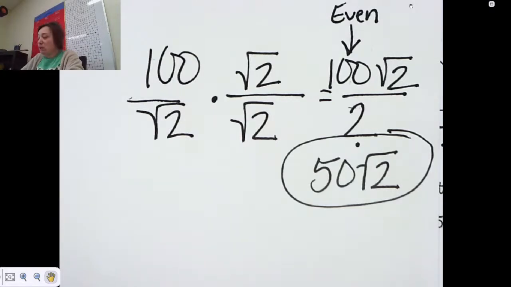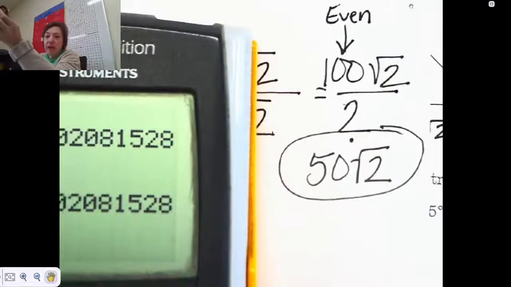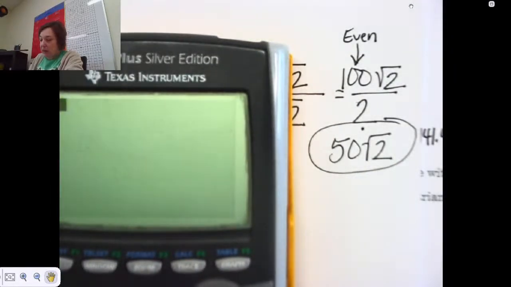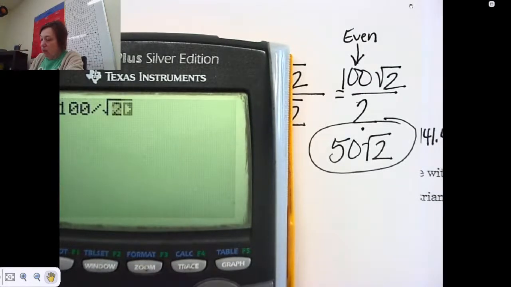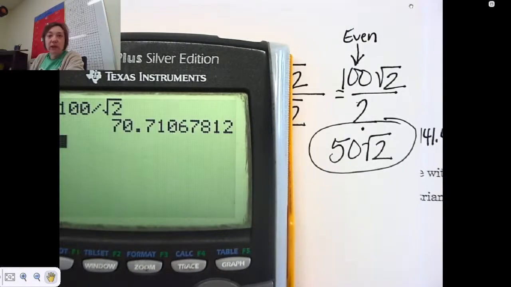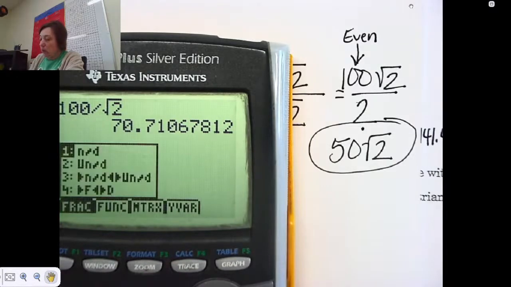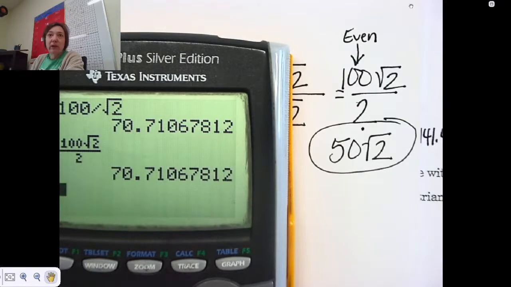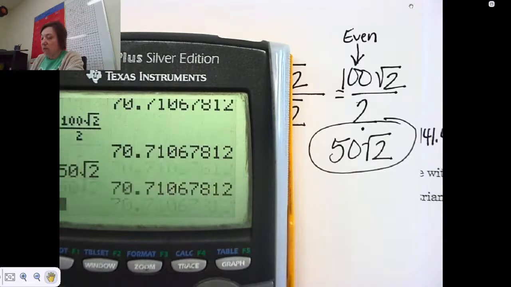Okay? So just to show you that this really does work, I'm going to zoom out just a hair. So we started off, we had 100 divided by the square root of 2. This is what we would get, right? Then we said, oh, we need to rationalize that. So we put it in a fraction and we did 100 square roots of 2 over 2. And this is what we get, right? But if we simplify that and we have 50 square roots of 2, we still get the same thing. Y'all see how that works?